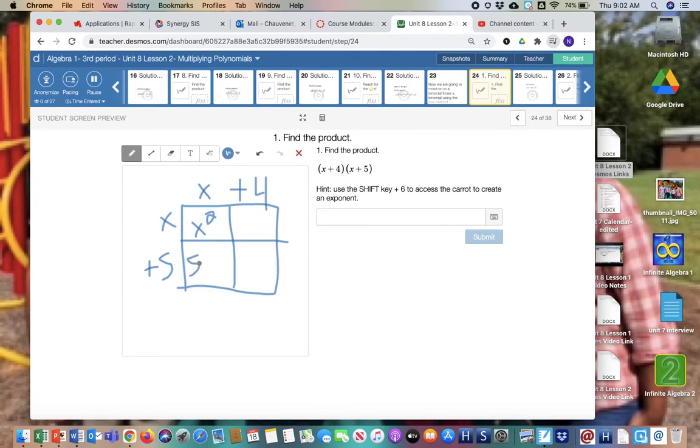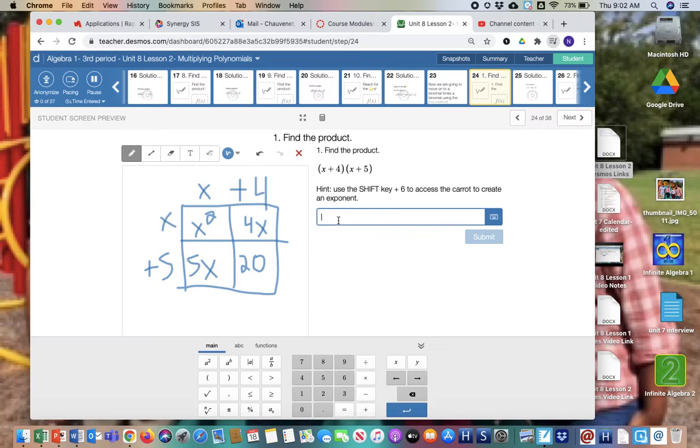X times 5, you get 5x. 4 times x, you get 4x. 4 times 5, you get 20. And now we look for like terms. Well, I see x squared is the highest exponent. It doesn't have any like terms, so I'm going to write that down.